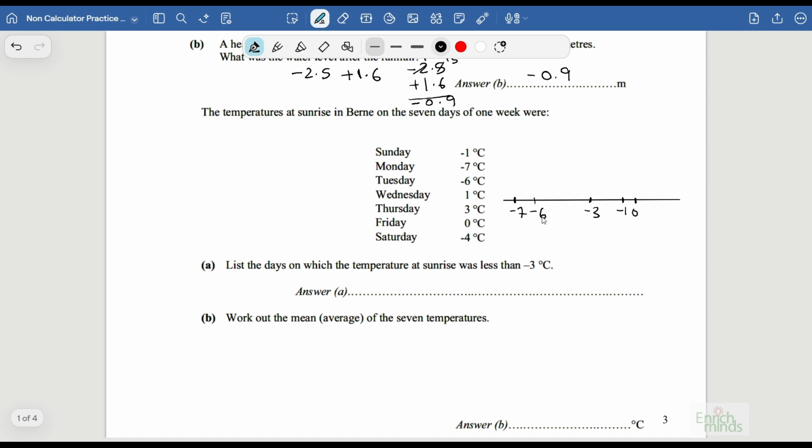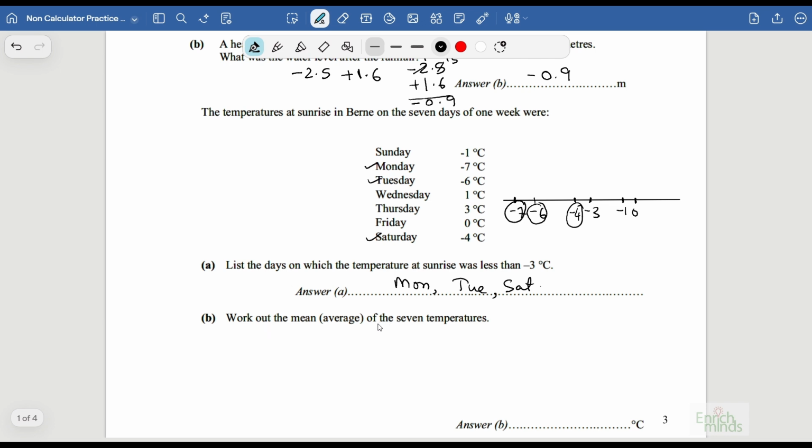-6 is here. 1 and 3 are positive, so they will be to the right side of 0. -4 will be further down here, just next to -3. So these are the numbers which are below -3, further to the left side on the number line. Which is on Monday, Tuesday and Saturday. So these were the days which recorded a temperature below -3 degrees.